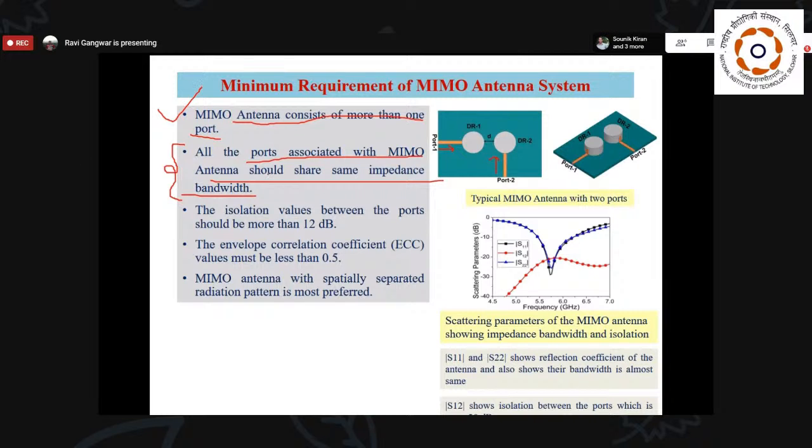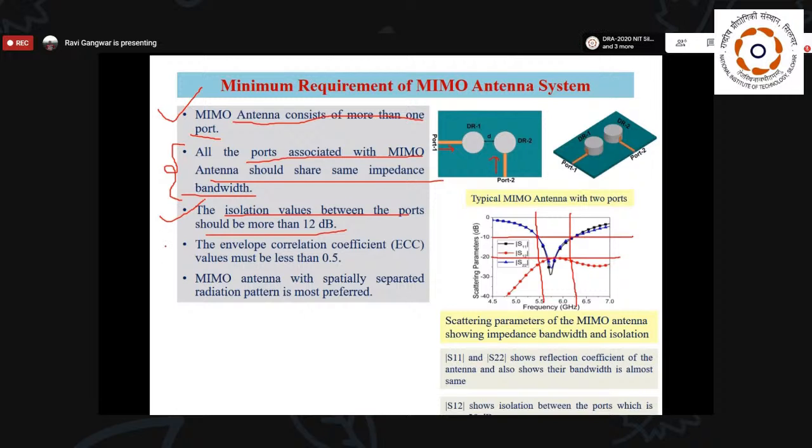The second thing that we have to check is whether they share the same impedance bandwidth or not. Here I have plotted the S parameters. By checking the S parameters, I can say that both antenna elements share the same impedance bandwidth. That means our second part is correct here. Now we see that the isolation between ports should be more than 12 dB. That means the minimum requirement for port-to-port isolation is 12 dB. Here you can see that S12 defines the port-to-port isolation, and that is less than minus 20 dB. So our third point is fulfilled here.